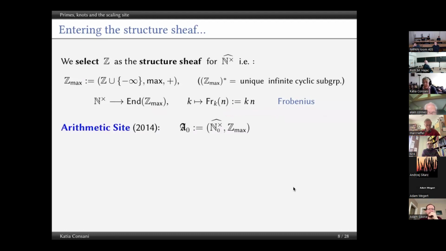And the definition of the arithmetic site is just in terms of a pair, the pair of the topos N-hat cross with the fixed structure sheaf, which is Zmax.